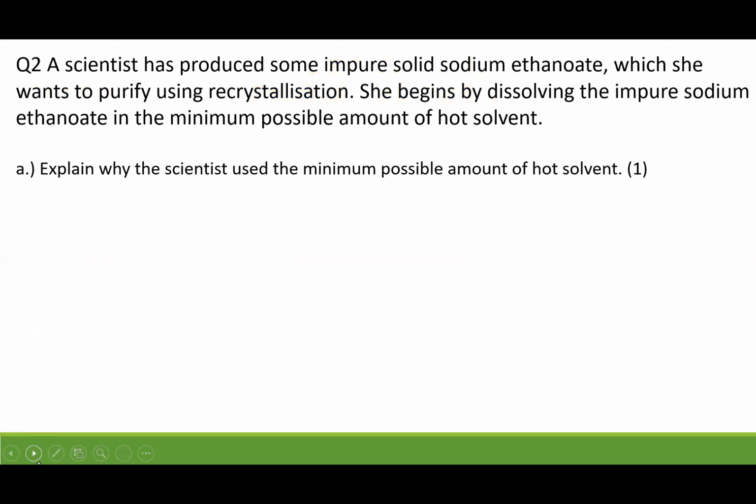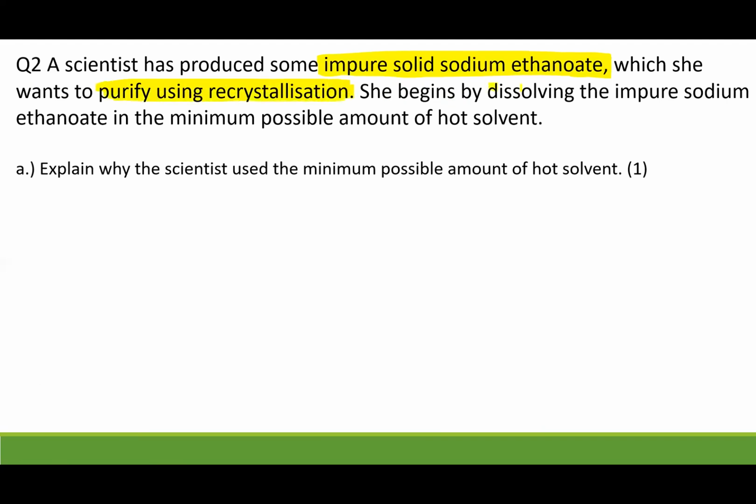This one is a longer question, which is broken down into 3 parts. So we'll go through part A, then part B, then part C. A scientist has produced some impure solid sodium ethanoate. Straight away, I would highlight that sodium ethanoate is the product that is made. So we know it's impure, so it's possibly going to be a question about making this pure. Impure solid sodium ethanoate. Solid is really important to note as well. And she wants to purify this using recrystallization.